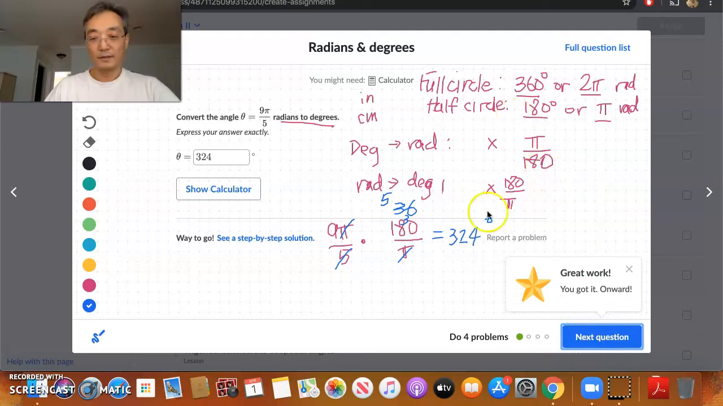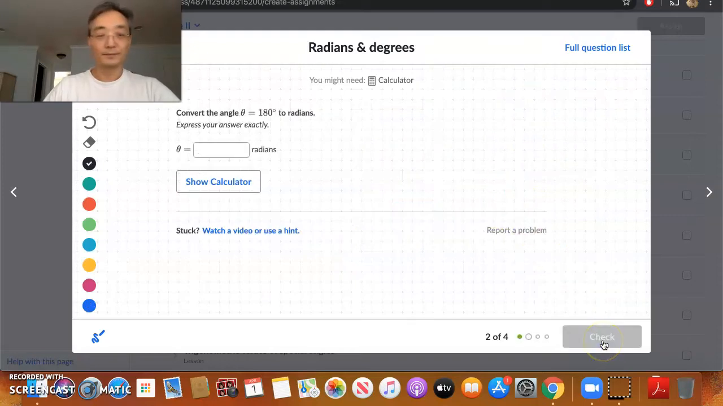So again, when converting from degrees to radians, multiply by pi over 180. When going from radians to degrees, multiply by 180 over pi. The easiest way to remember this is, what do you want at the end? Do you want radians or degrees? Whatever you are trying to convert to should be on the top of your conversion factor. Here you're trying to convert to radians, so the pi should be on top. Here you're trying to convert to degrees, so the 180 degrees is on top.